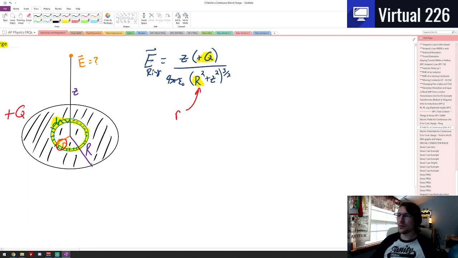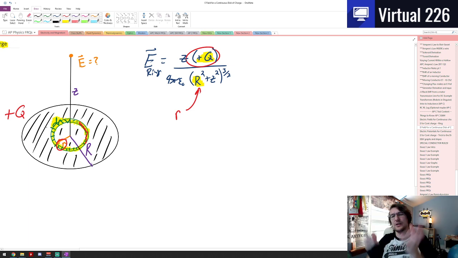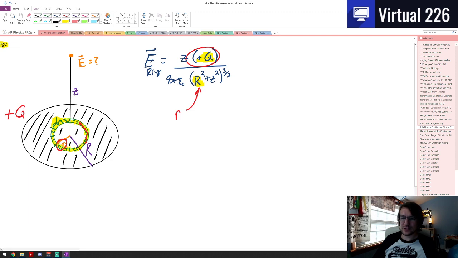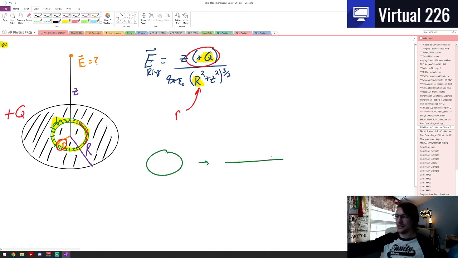Cool. Now, when we think about Q, how do I think about the charge located on this ring here? Well, if I take a look at the shape of the ring, it's kind of like a donut or like a soup label that's been rolled up. If I took this and snipped it and unrolled it, it would go from the shape of a circle to the shape of a line. And if I ask myself, what's the length of this line? Well, that's just the circumference of a circle, 2 pi r.